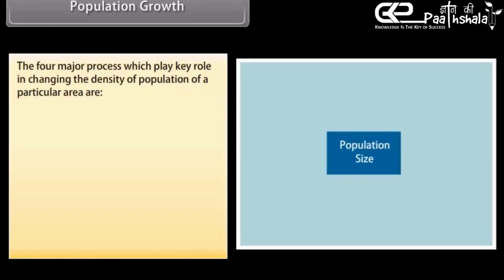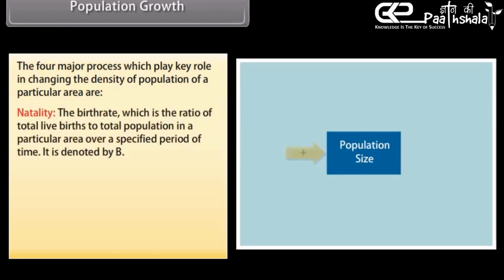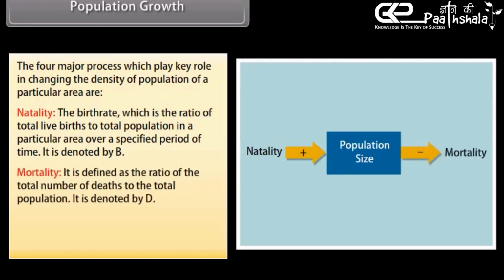The four major processes which play a key role in changing the density of population of a particular area are natality, the birth rate, which is the ratio of total live births to total population in a particular area over a specified period of time. It is denoted by B. Mortality. It is defined as the ratio of the total number of deaths to the total population. It is denoted by D.